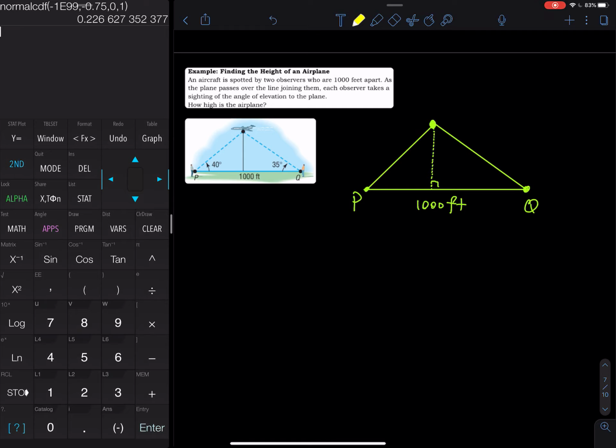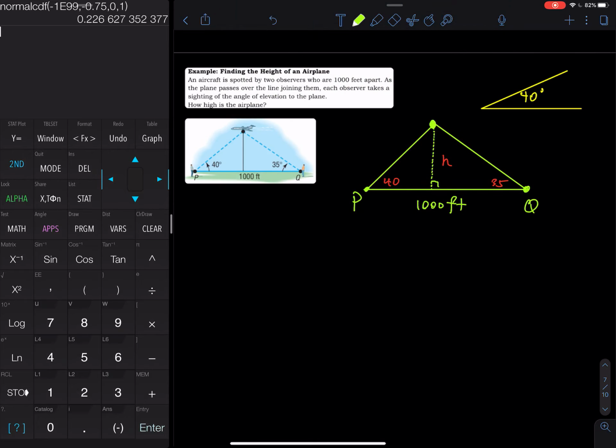Elevation is when you start at a horizontal line. Let's say elevation 40 degrees. That means you draw a straight line, and starting at 0 degrees, you move up 40 degrees. So that is elevation 40 degrees. Back to this picture, we have a 40 degree angle and a 35 degree angle. They are asking how high the airplane is, so they are asking for this H. And again, the airplane is not in the middle between those two observers. So let's take a look.